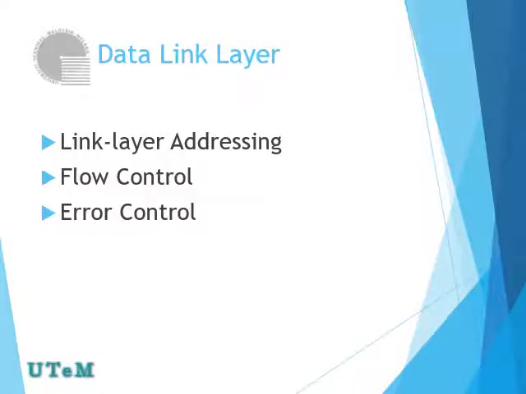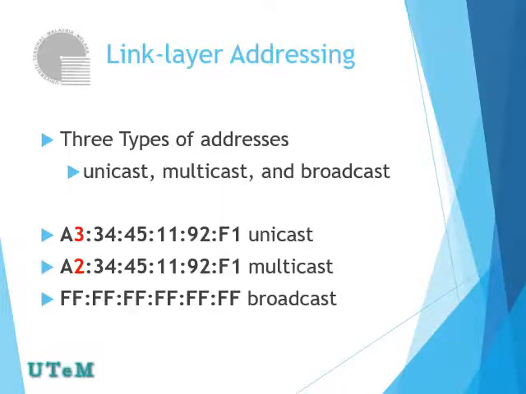As we know, the data link layer's duties are flow control and error control, and it also provides link layer addressing. Link layer addressing can be divided into three types: unicast, multicast, and broadcast. What is the difference between unicast and multicast? It's just in terms of the representation of the address.